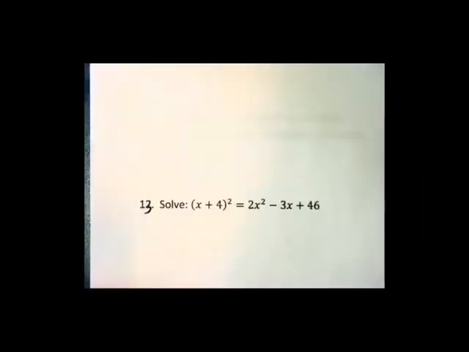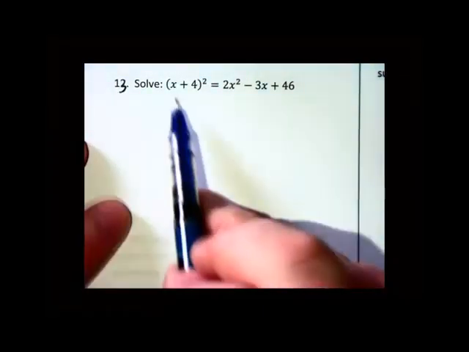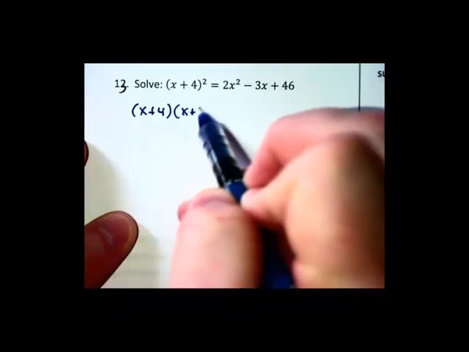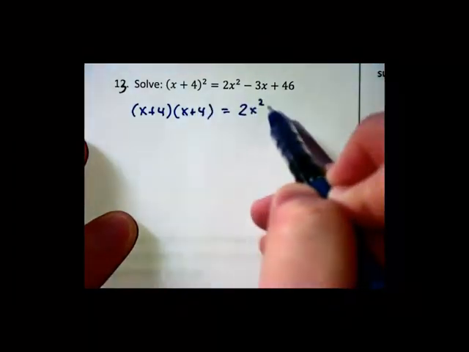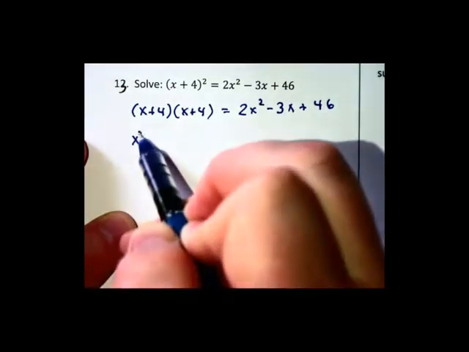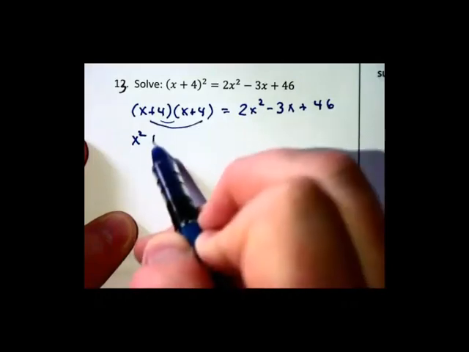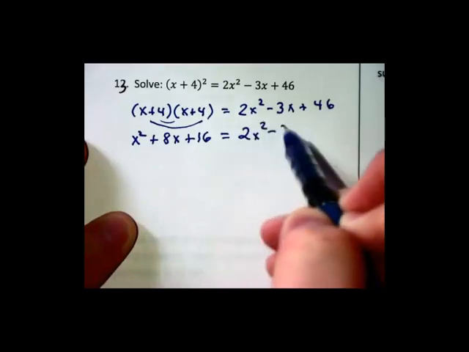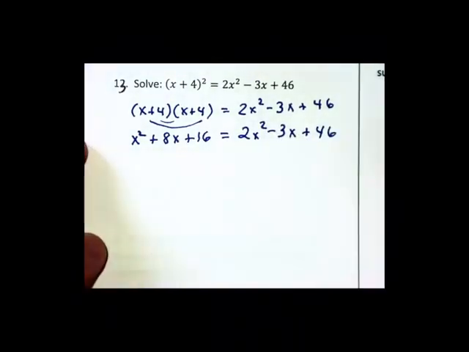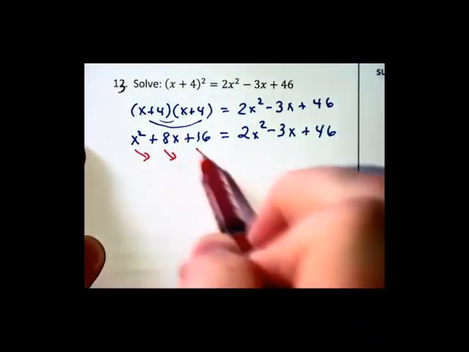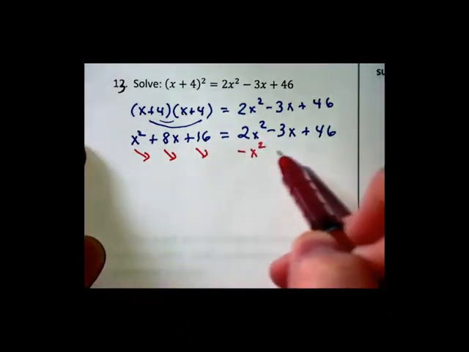Okay, one final problem, number 13 here. Again, we need a square on the left. Write that as x plus 4 times x plus 4 equals the 2x squared minus 3x plus 46. That's going to give us x squared plus 4 and plus 4 make plus 8x plus 16 equals the 2x squared minus 3x plus 46. This time there are more x squareds on the right, so we're going to subtract off each of these terms from the left off of each side.